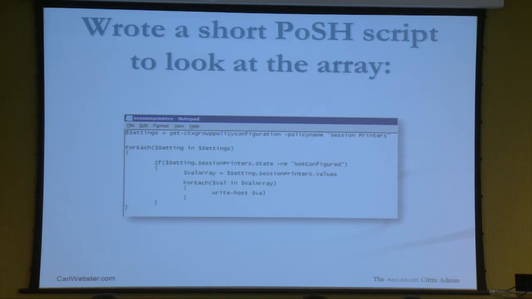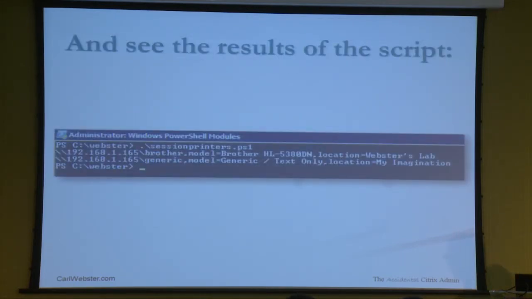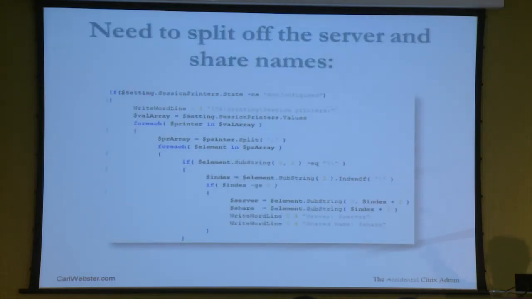So now I wrote a short PowerShell script just to look at the array. I read my information, get the array, and then I just loop through getting all the stuff. And then I see that, okay, there's my server, there's my share, and then all the other stuff. Oh, okay, well actually this is an array that contains arrays. So I've got nested arrays here because each of those is an array. So now I wrote a little script that gets the big array and then goes down and splits out the other arrays, and then I'm able to get my server name and share name from all of that.